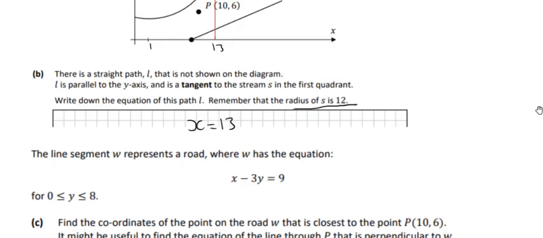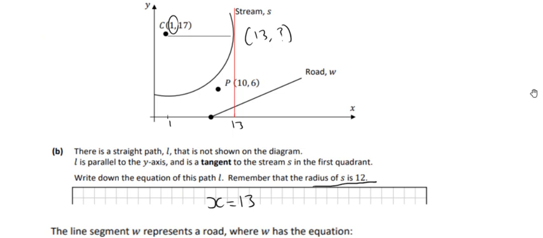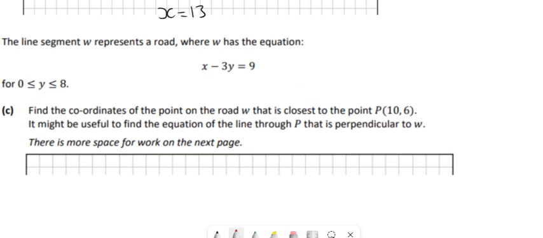Right, for the next part then, what we're trying to do here is see what point this is here, because that point has to be the point on the road W that's closest to the point P. It has to be that point. So we're just going to get the point of intersection of those two lines. Now we know what the line W is already, they told us.